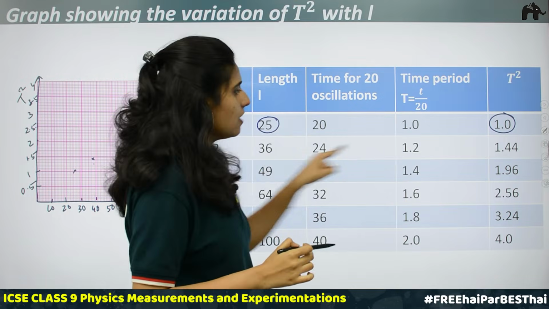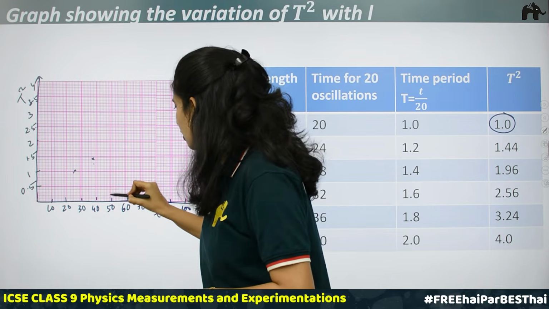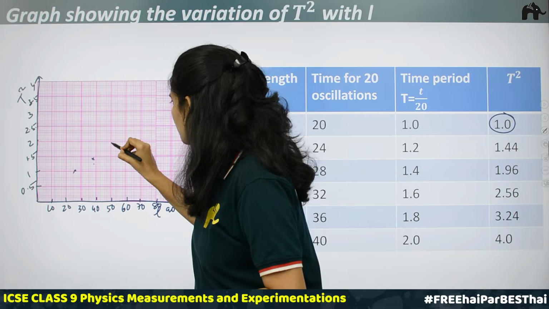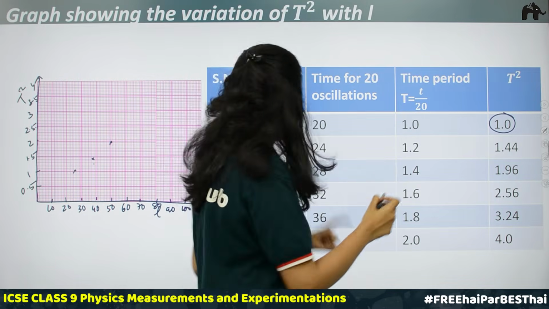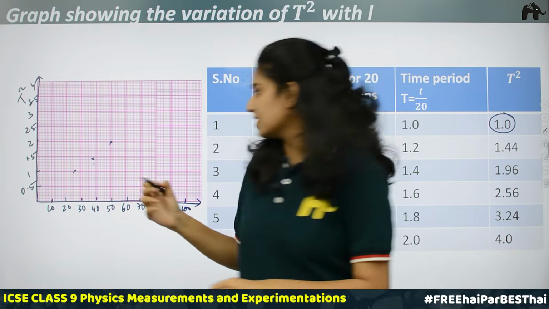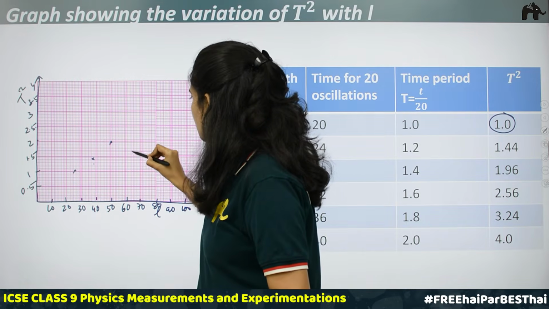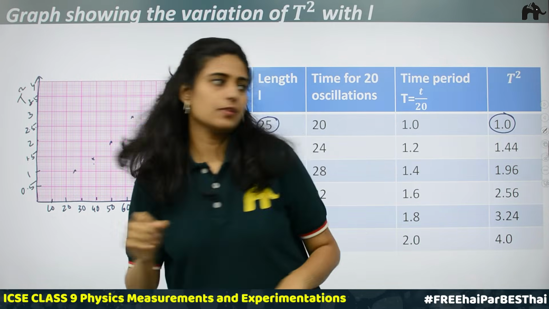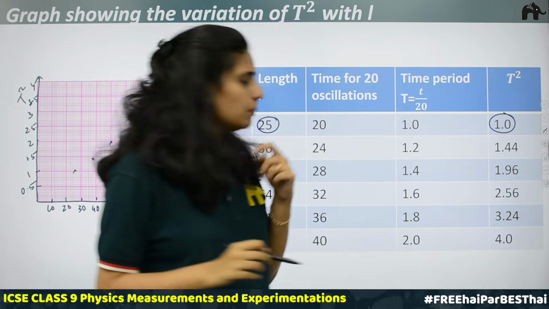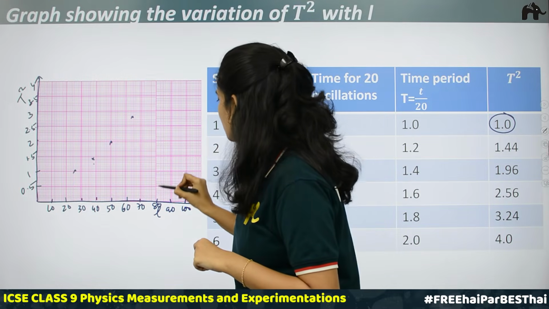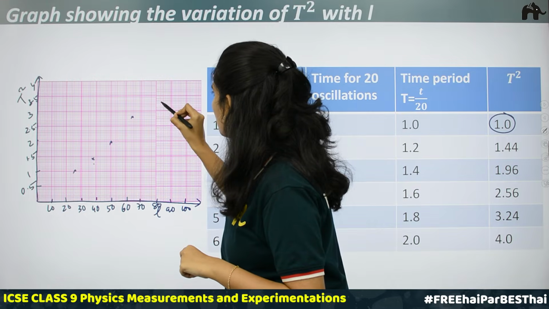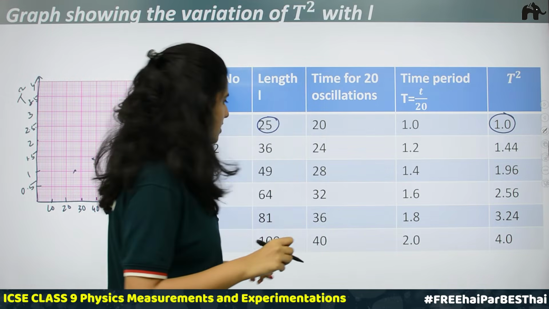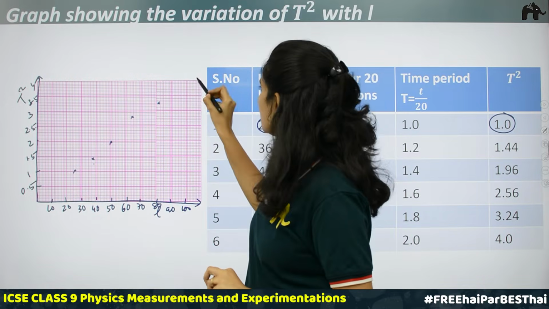Next, 49, 1.96. Where do we have 49? This is 49, 1.96. 1.96 will be approximately close to 2. Somewhere here. Okay. Next, 64, 2.56. So here we will be having 2.56. Next, 81, 3.24. Here we have 81, 3.24. Somewhere here you will be getting. Okay. Next, 100, it is 4. Here we have 100, this is 4.